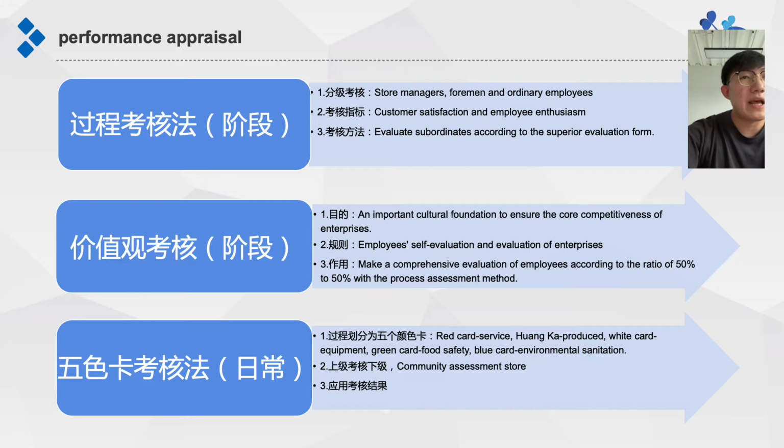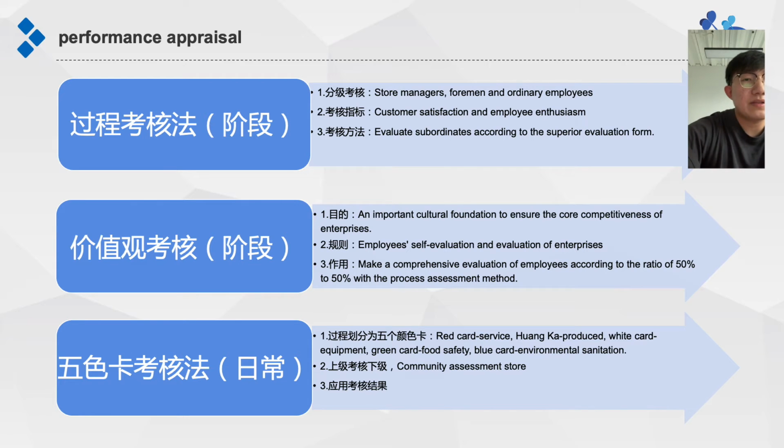We have 3 different hands. The first is the hands test, because we have store managers, foremen, and ordinary employees. And second is customer certification and employee enthusiasm. And the third is the way of task, because we evaluate subordinates according to the superior evaluation form.